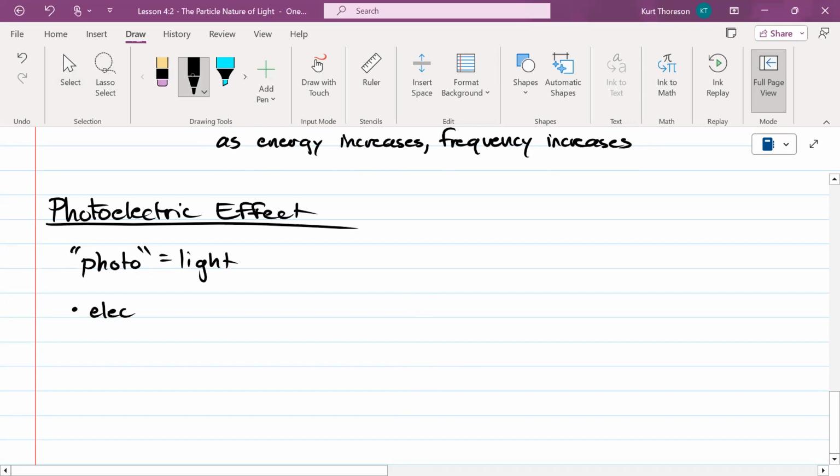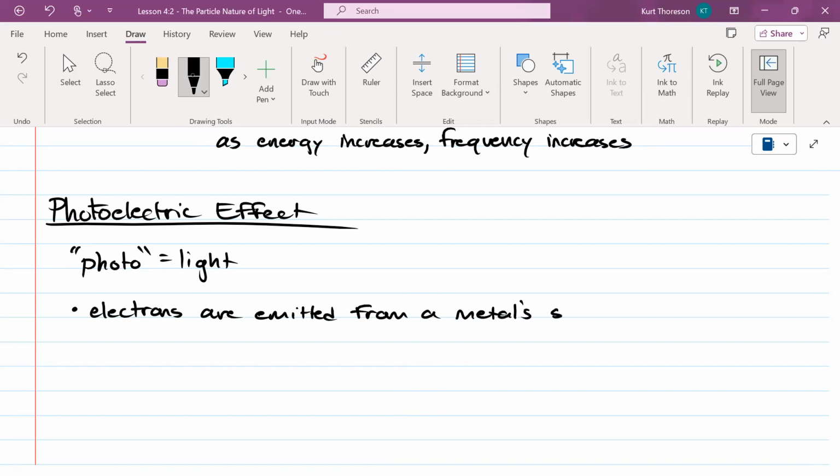So just want to get that across. The photoelectric effect is when electrons, and what is the charge of electrons, by the way? All right. Electrons are emitted from a metal's surface when light of a certain frequency shines on the surface.